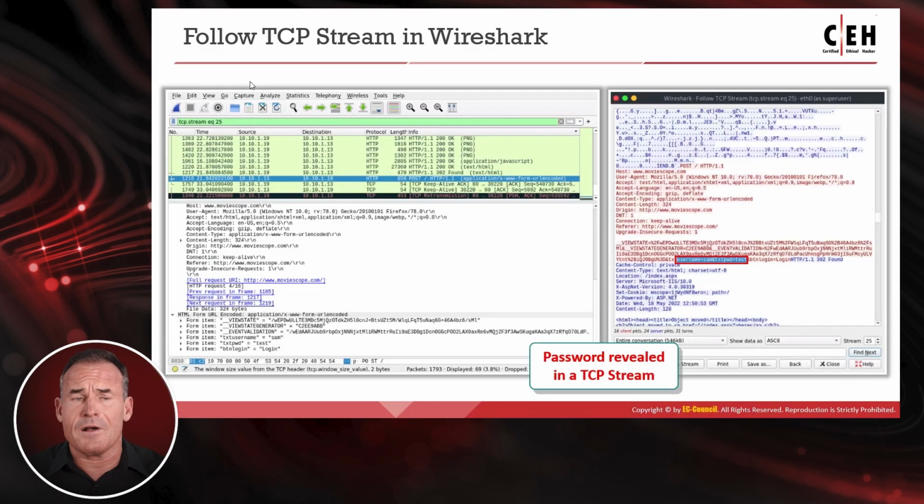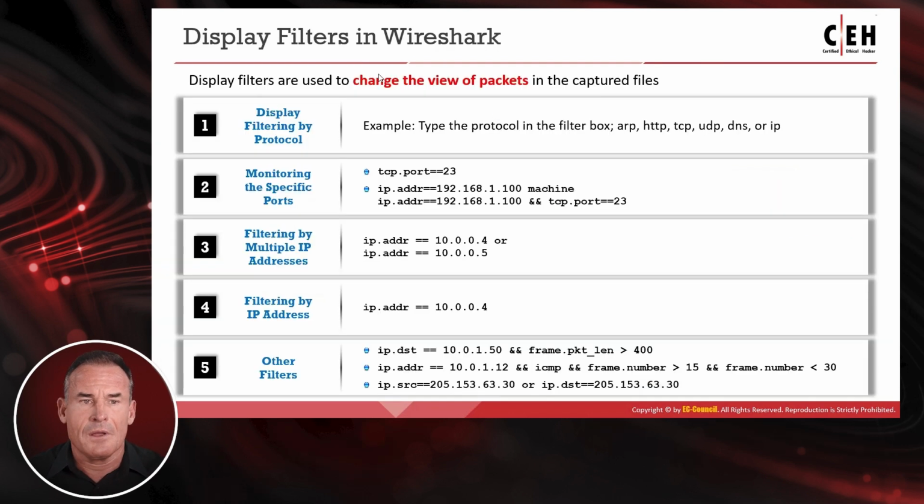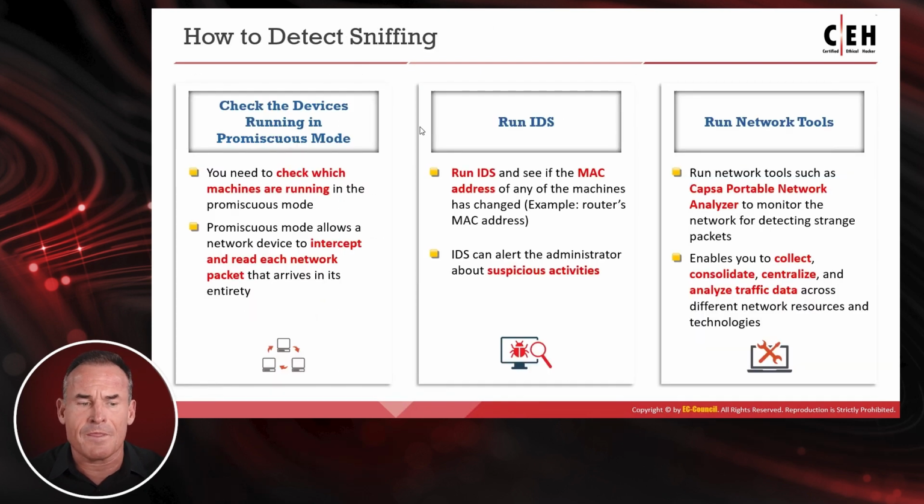And then a couple of the options which I just showed you: follow the TCP stream in Wireshark allows you to strip out the payload. Display filters, I showed you a few examples of those, and there are plenty more to play around with. And then how to detect sniffing. The best way to detect sniffing is to trick a promiscuous node into responding to a request it never should have known about or responded to to begin with.